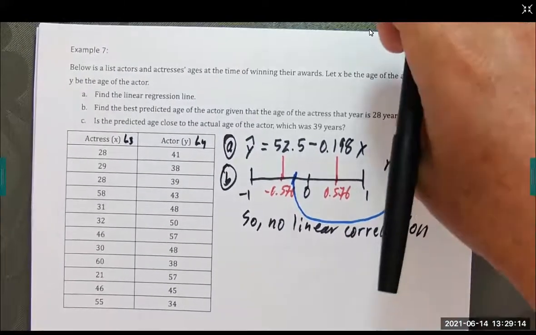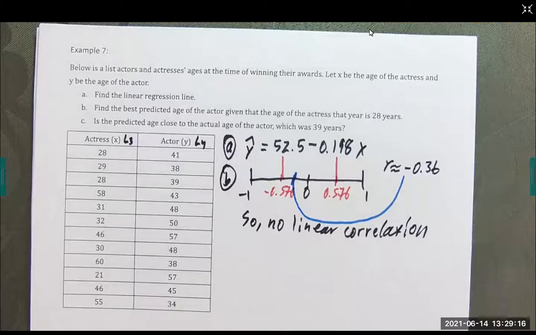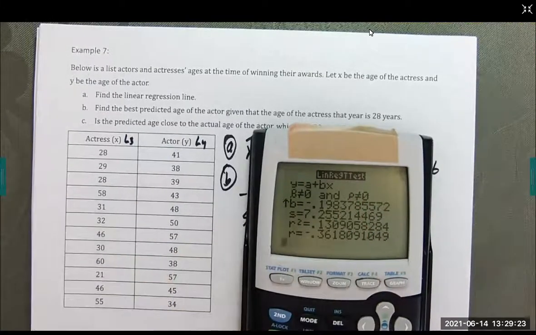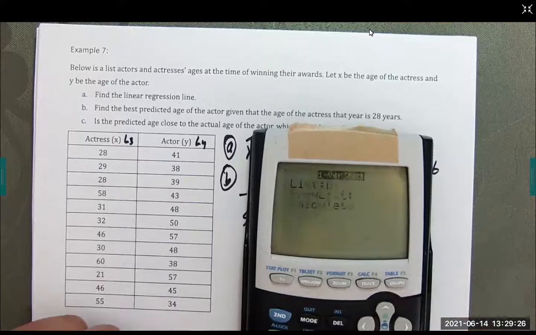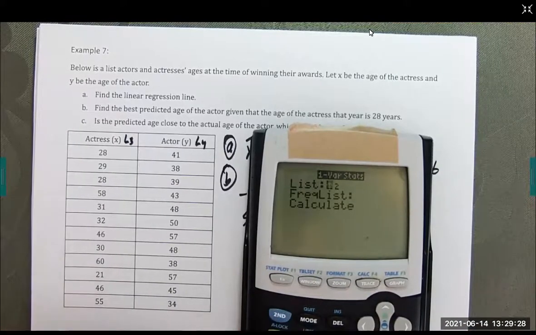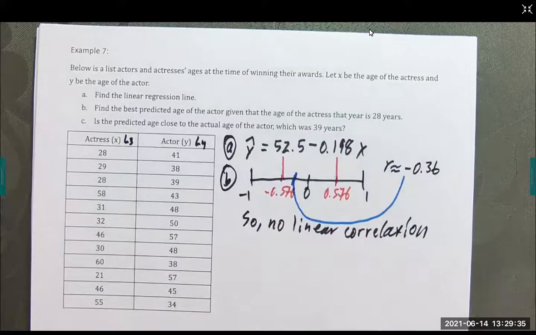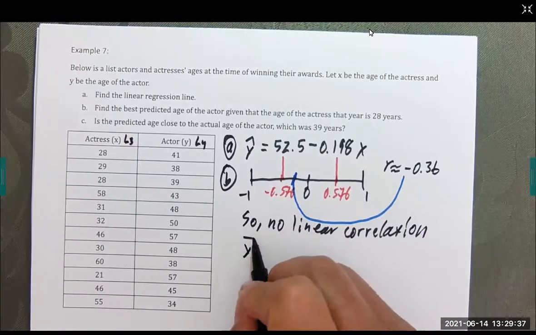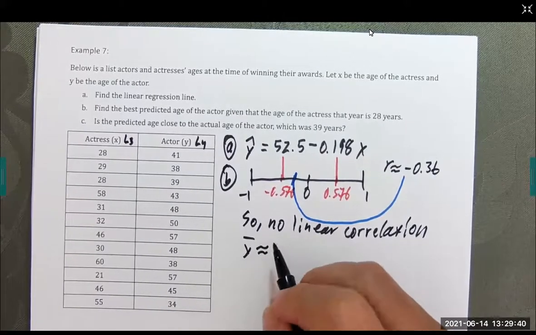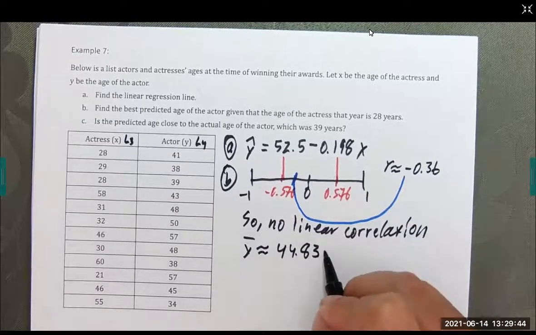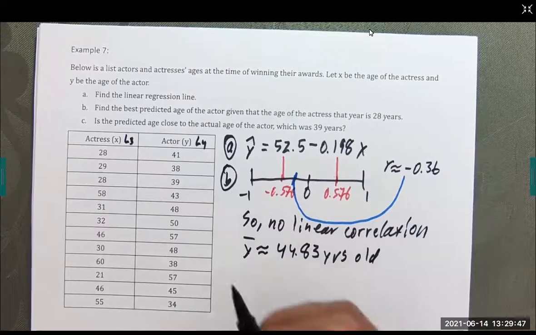So our best guess is going to be y bar. That means I'm going to do 1 var stats on L4. So second 4. So our best predictor is 44.83 years old. 44.83 years old is the best predictor.